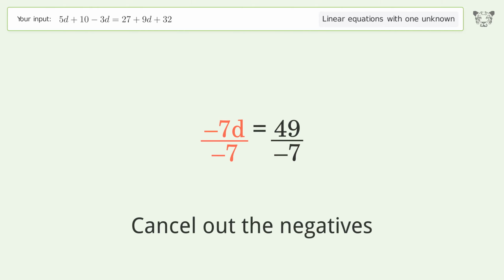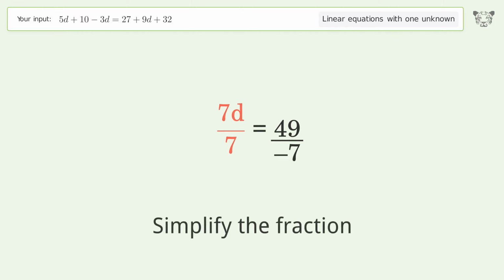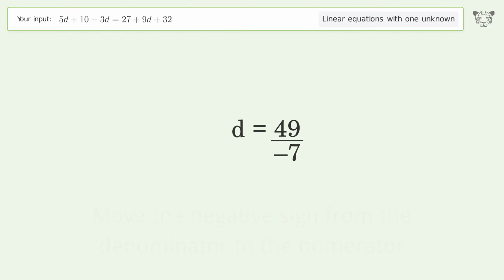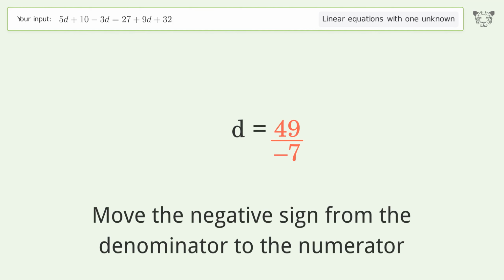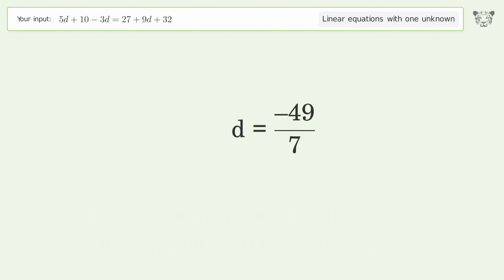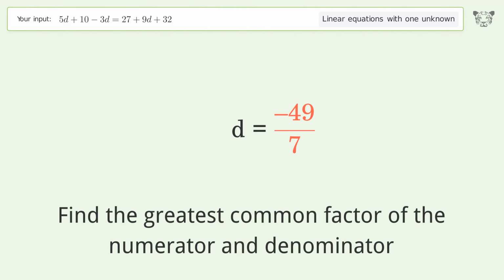Cancel out the negatives. Simplify the fraction. Move the negative sign from the denominator to the numerator. Find the greatest common factor of the numerator and denominator.